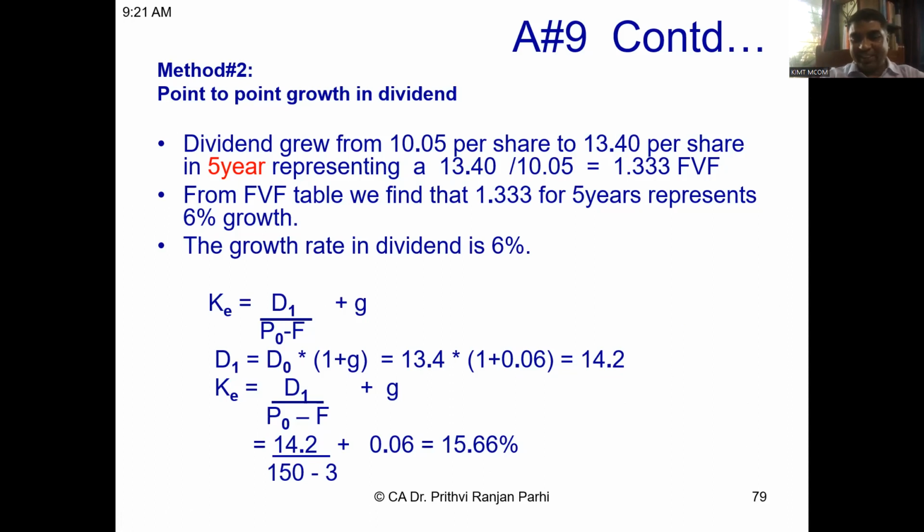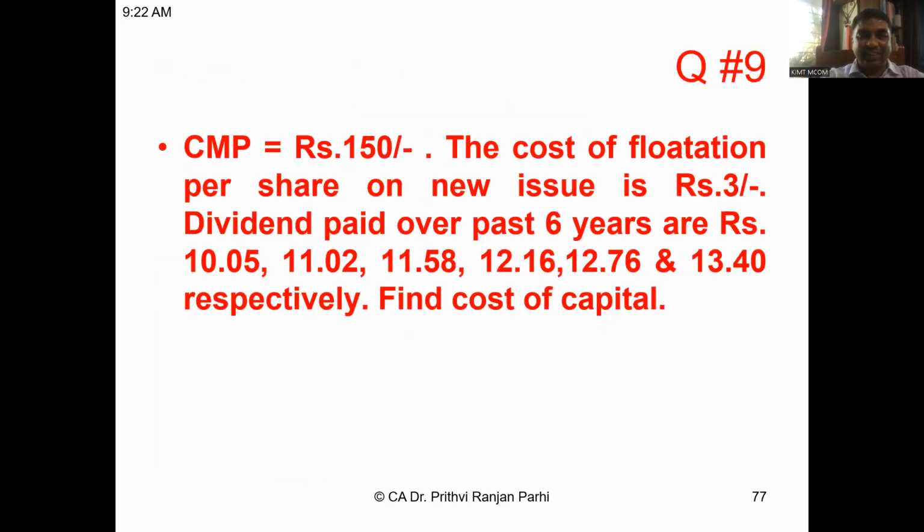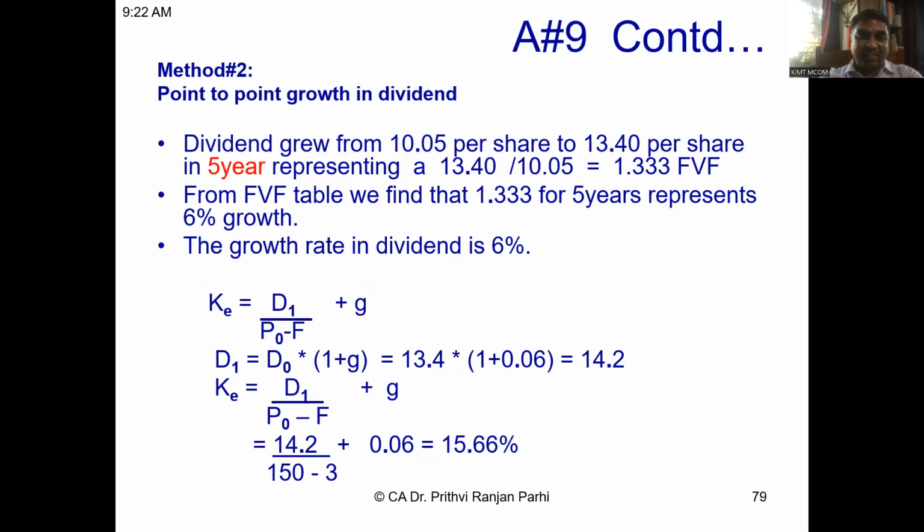Why is 3 deducted? Again, look at the question and you'll be able to understand why 3 is deducted. You see, the flotation cost is rupees 3. So you already know flotation cost has to be deducted while computing the cost of equity. But when computing the cost of reserve, it will not be. So P0 minus F is 150 minus 3, plus the growth rate of 0.06. So it comes to 15.66%. That is the cost of equity.